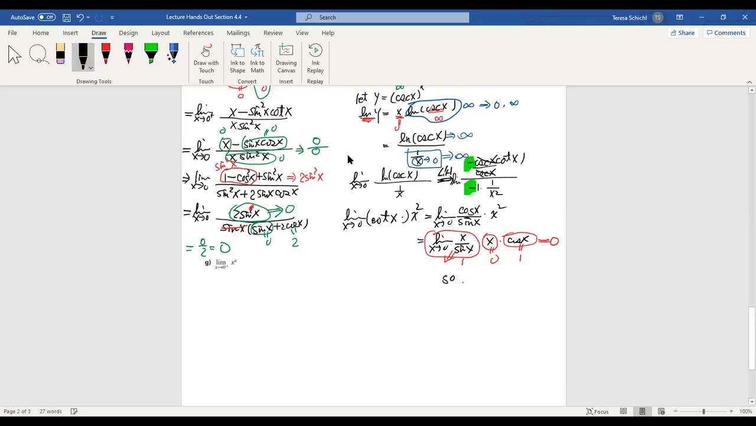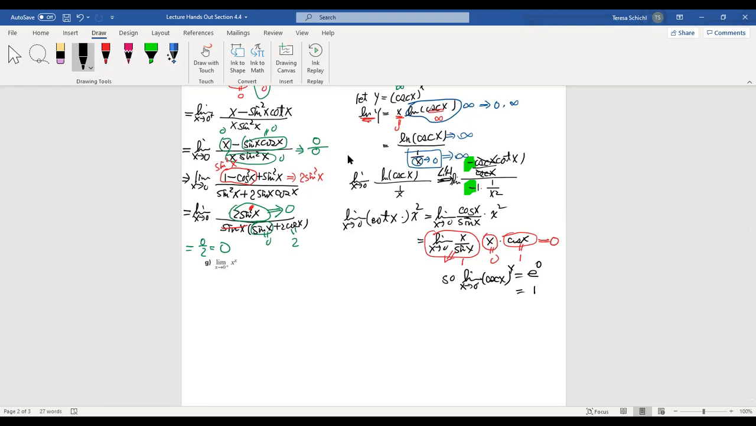So my final answer here is the limit as x approaches 0 of cosecant x to the x, and I e back. What will it be? It's e to the 0, so I'm going to approach 1 here. Okay. Now let's take a look at the last problem.